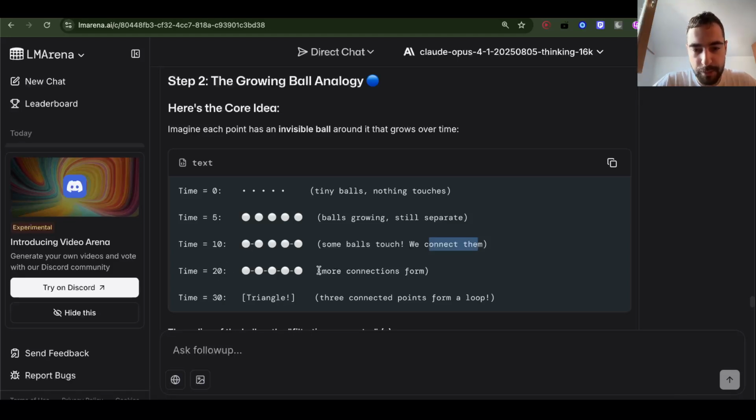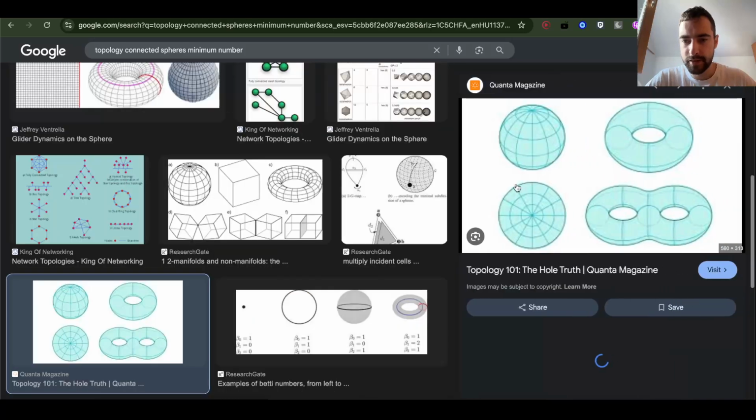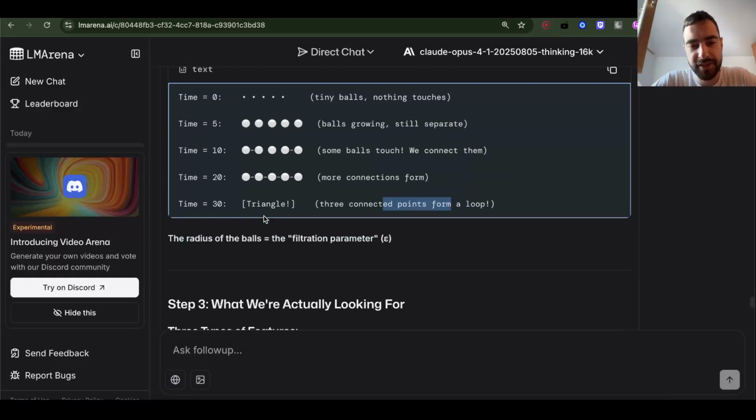Time 20, more connections form. And time 30, triangle. How? 3 connected points form a loop. Maybe something like this. Maybe they somehow grow and connect like this. I'm not sure. Maybe there are 3 of them, so this one connects as well. So we just understand the 3 connected balls. They are connected and there is like a triangle in between them. Maybe the triangle sides are curved, like balls or spheres.